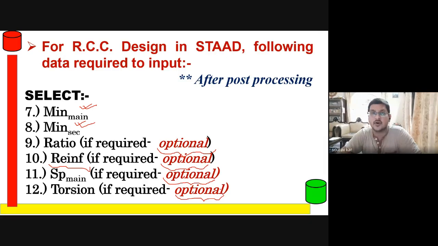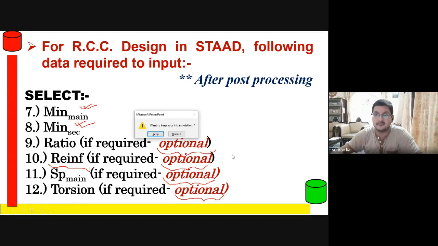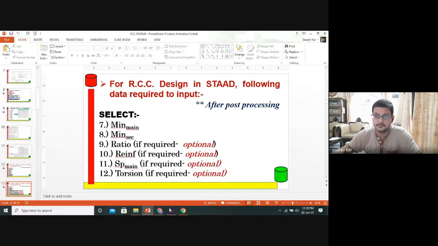So based on all these options which I discussed, now I will apply this on the STAAD model. I hope everyone has taken down in their copy. These 12 parameters are very, very important. The last four are optional.